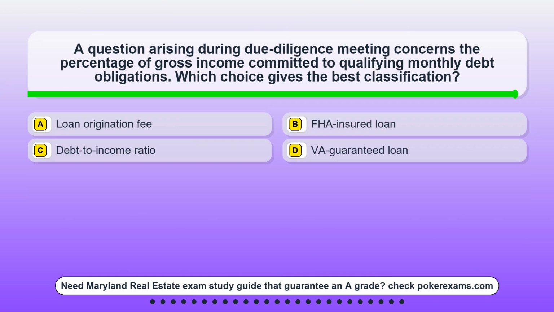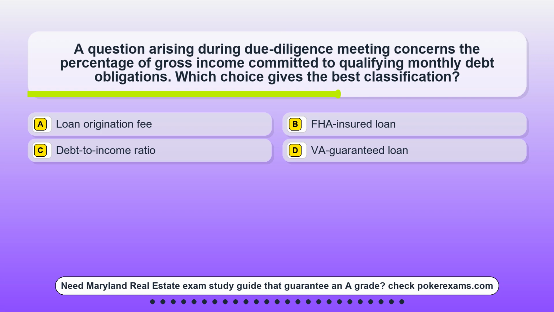Question 15. A question arising during due-diligence meeting concerns the percentage of gross income committed to qualifying monthly debt obligations. Which choice gives the best classification? Option A, loan origination fee. Option B, FHA-insured loan. Option C, debt-to-income ratio. Option D, VA-guaranteed loan.